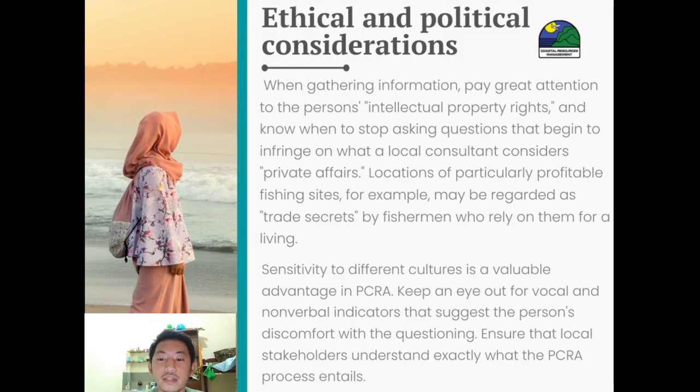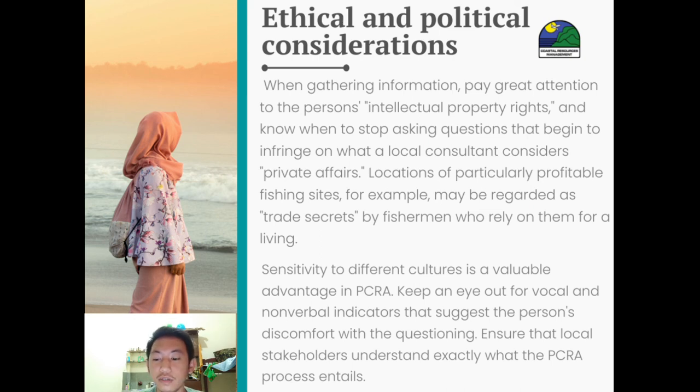When gathering information, pay great attention to the person's intellectual property rights and know when to stop asking questions that begin to infringe on what a local consultant considers private affairs. Locations of particularly profitable fishing sites, for example, may be regarded as trade secrets by fishermen who rely on them for a living. Sensitivity to a different culture is a valuable advantage in PCRA. Keep an eye out for vocal and nonverbal indicators that suggest the person's discomfort with the questioning.